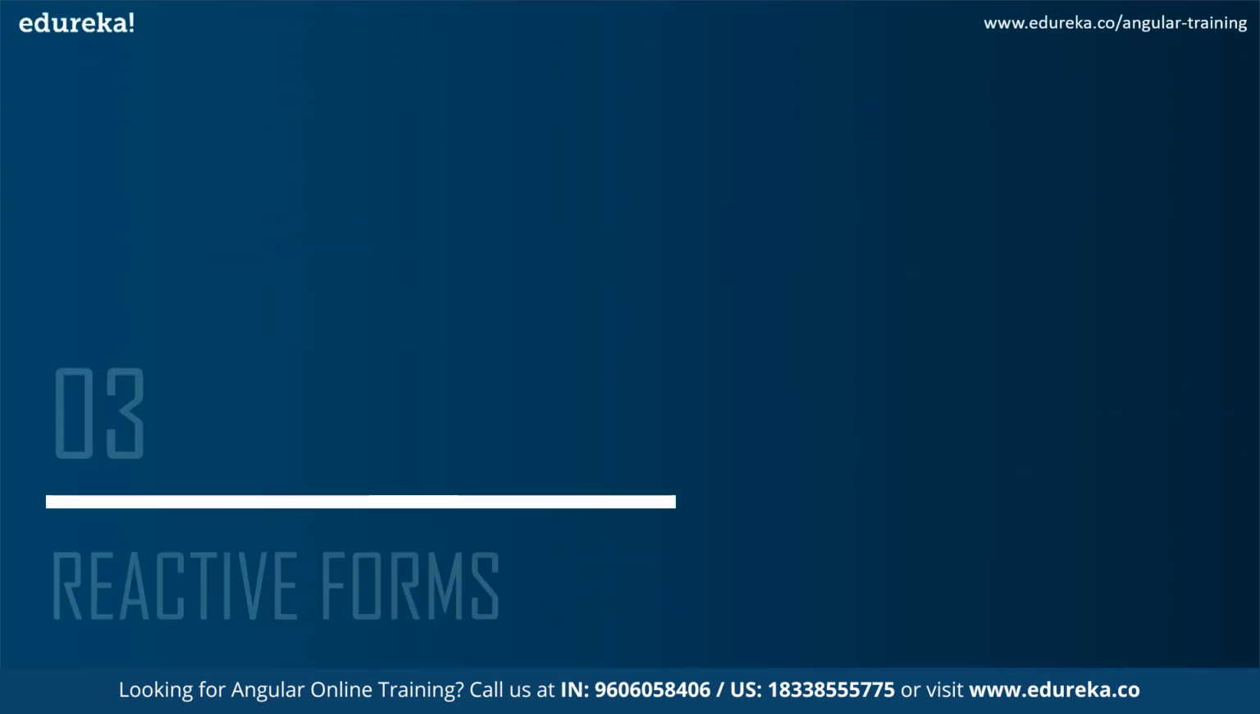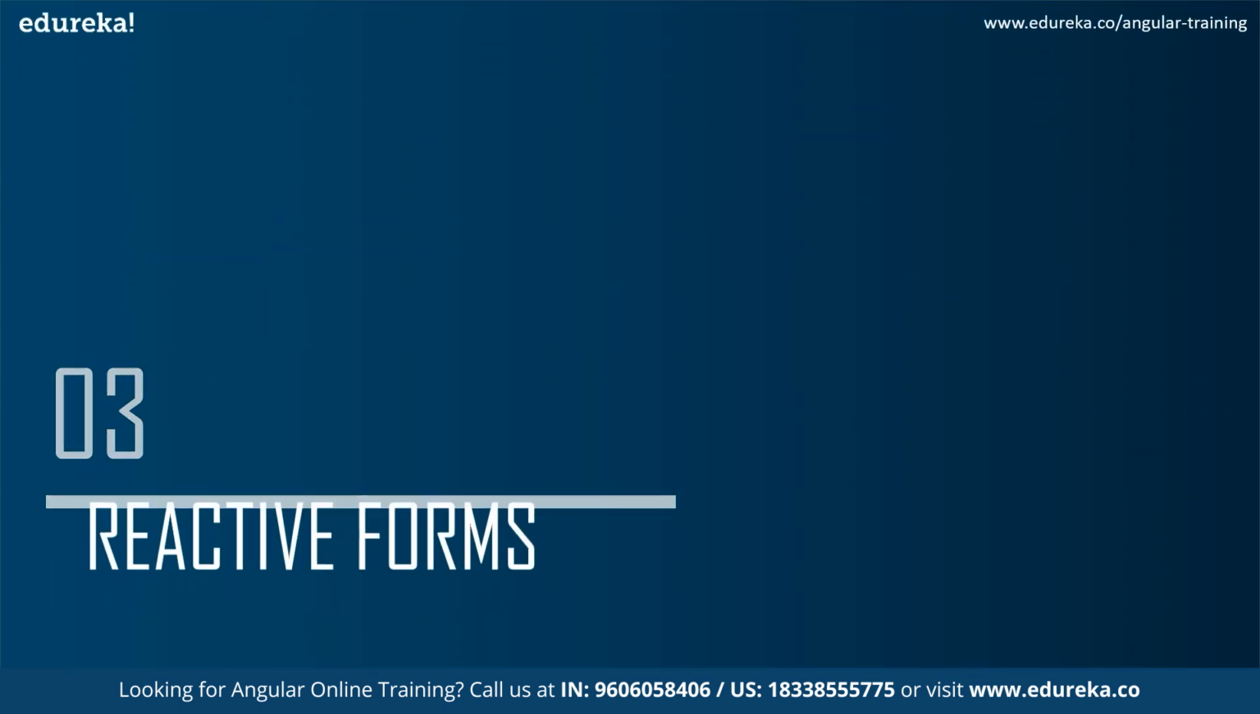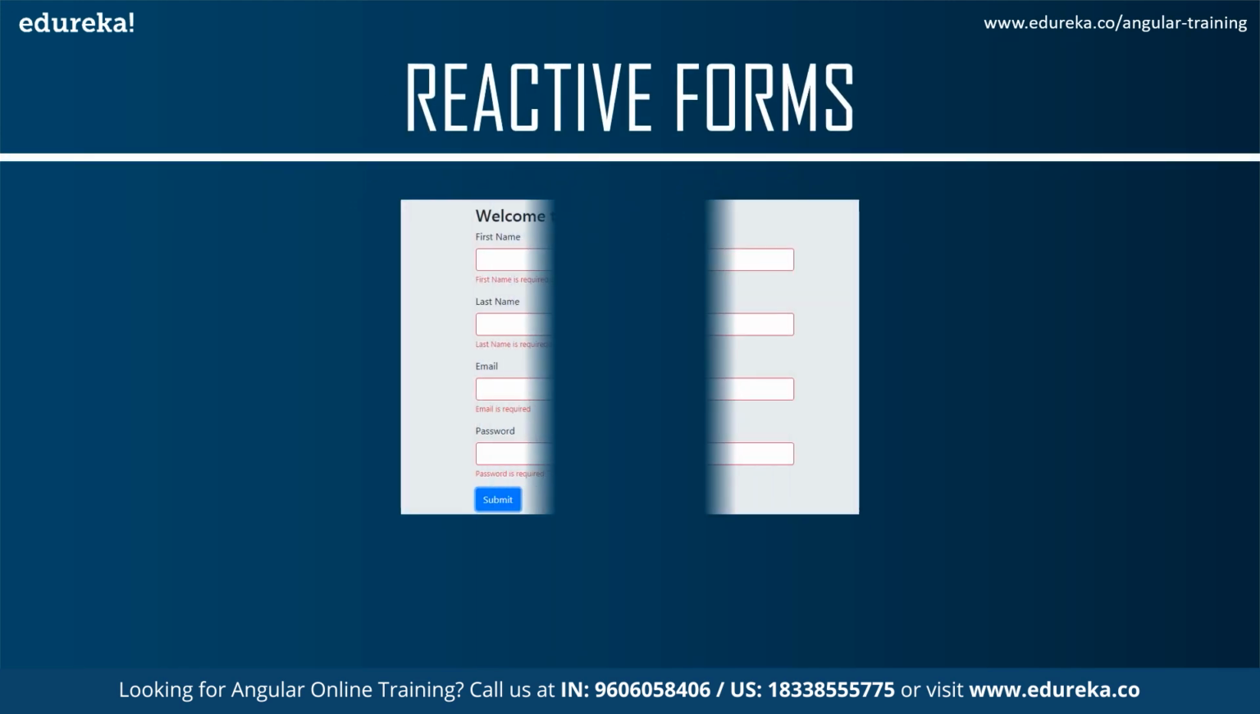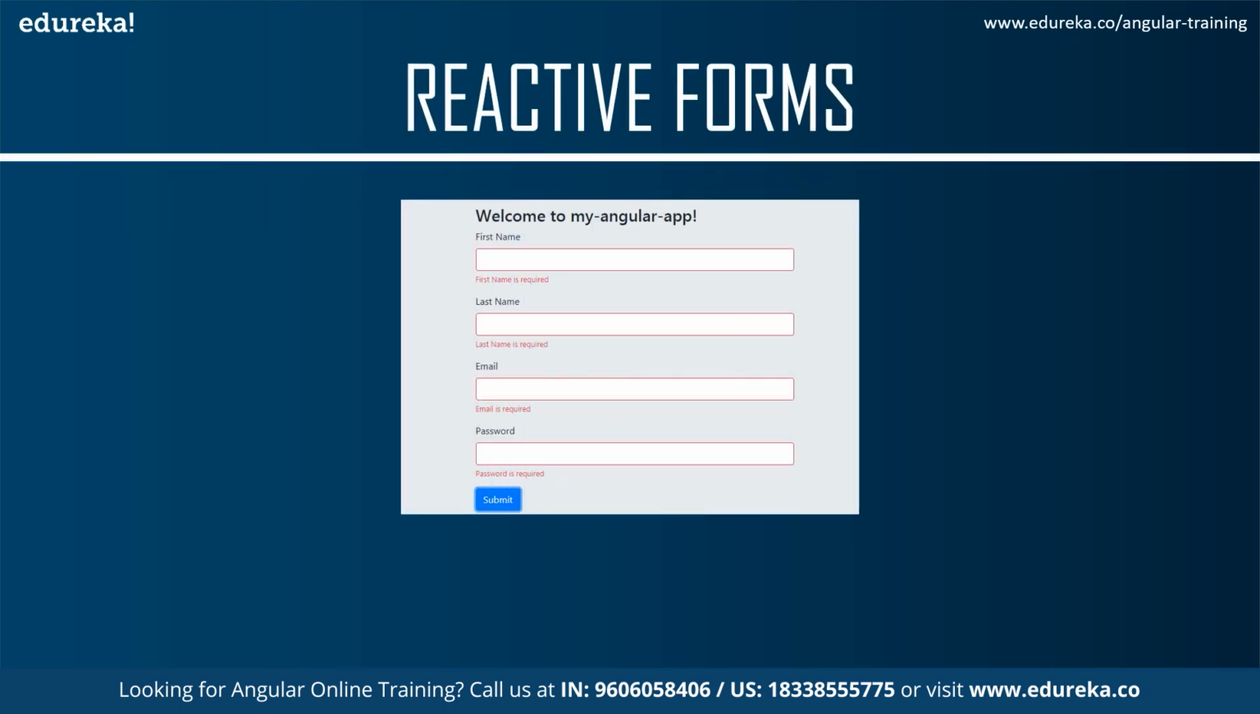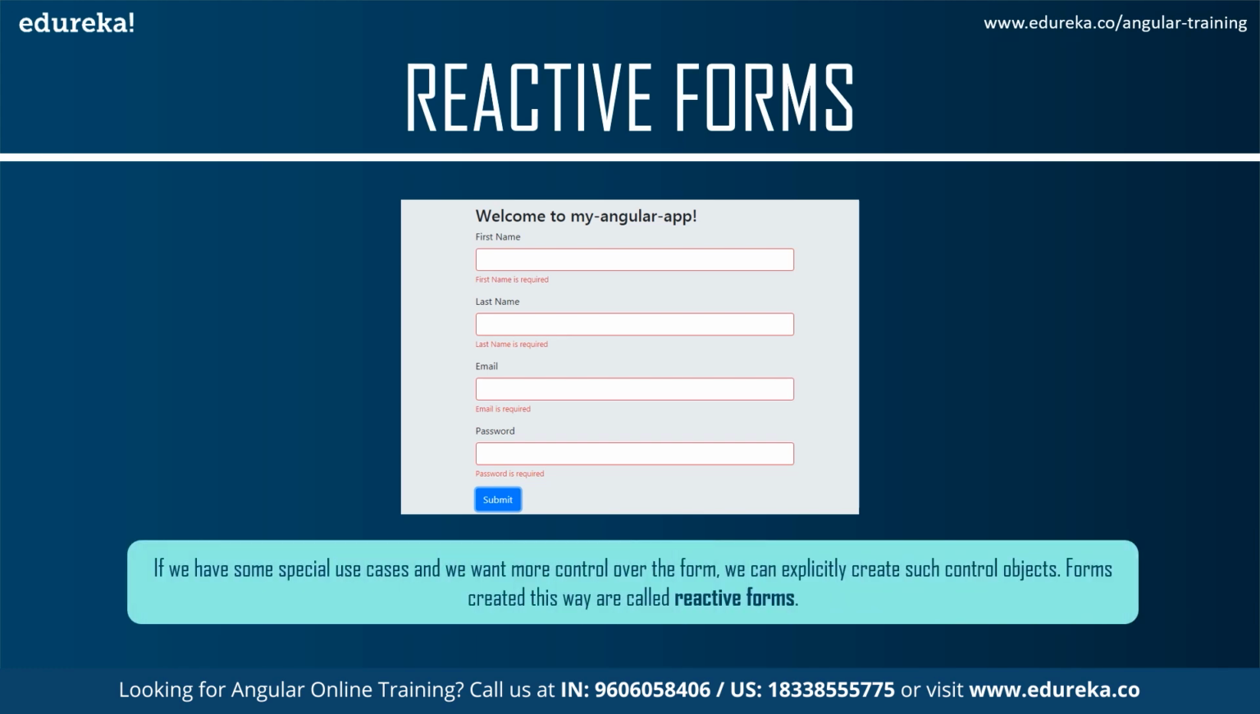Firstly, we have reactive forms. Basically, reactive forms use an explicit and immutable approach to managing the state of a form at a given point in time. So if we have special use cases and we want more control over the form, we explicitly create control objects, and that is when reactive forms come into the picture. Here's a small example of how reactive forms look from our front end.